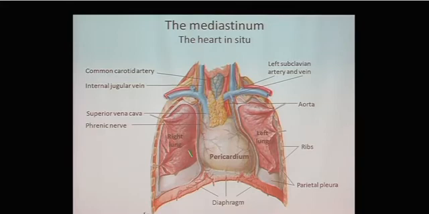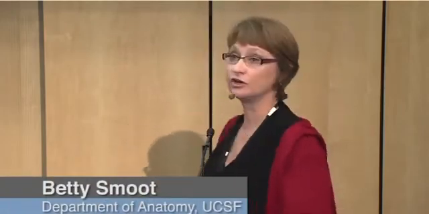And it contains the heart, which is surrounded by the pericardium, and then the other structures in the area, which would be the great vessels that lead to and leave the heart, the nerves that innervate the heart, the great vessels that bring deoxygenated blood to the heart and oxygenated blood away to the systemic circulation.